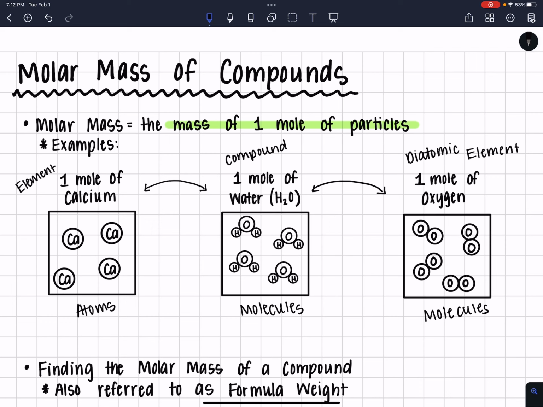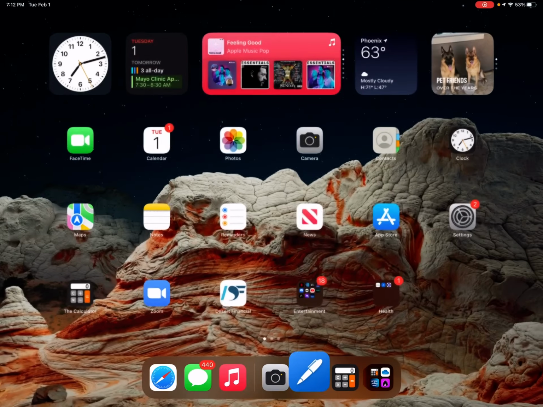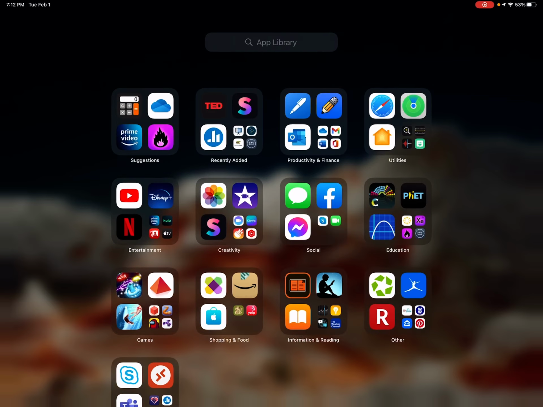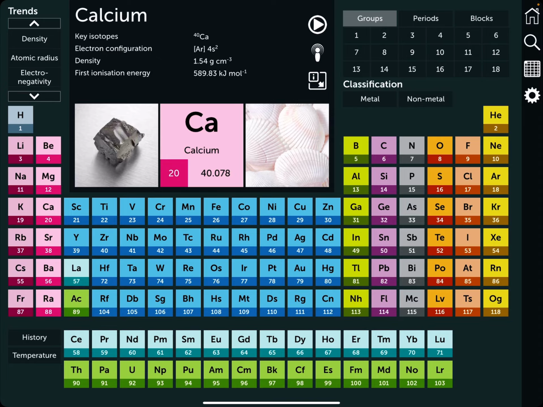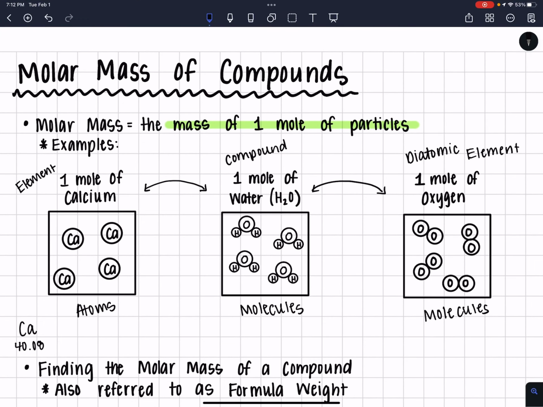We've learned how to find the molar mass of an element like calcium. We just look at calcium on the periodic table and we find its atomic weight. And I think calcium's like 40.08. Now I'm doubting myself. Let me double check on my periodic table. Calcium, yeah, 40.078. So I rounded a little bit, but that's okay. Since calcium is made of atoms, that means the molar mass of calcium is the same thing as its atomic weight: 40.08 grams per mole.